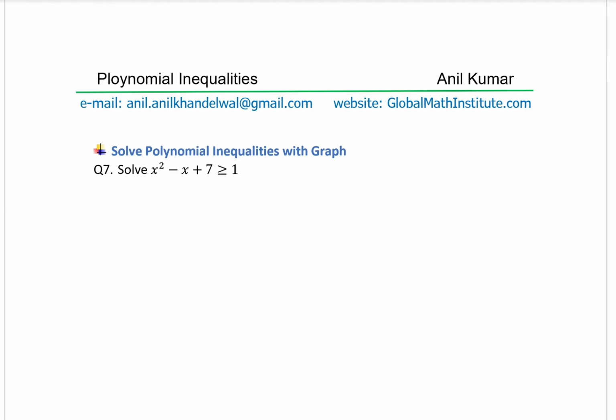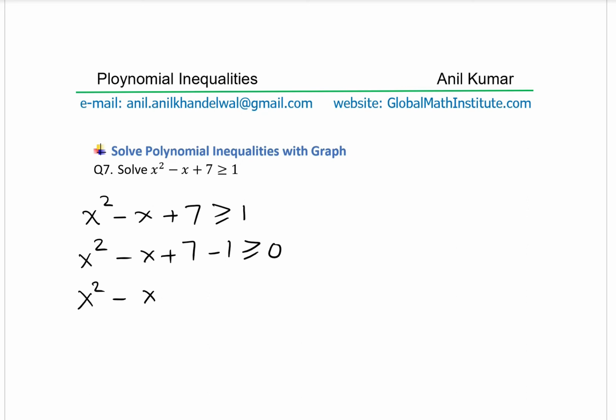So let's take quadratic inequality now. The question here is solve polynomial inequalities with graph. Solve x squared minus x plus 7 greater than or equal to 1. So let's rewrite the question here, which is x squared minus x plus 7 is greater than equal to 1. So let's simplify this. x squared minus x plus 7 minus 1 is greater than equal to 0. So that is x squared minus x plus 6 is greater than equal to 0.